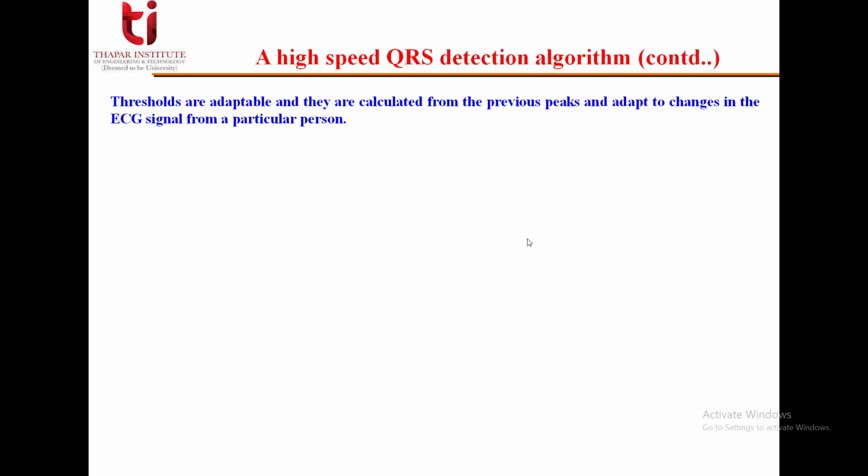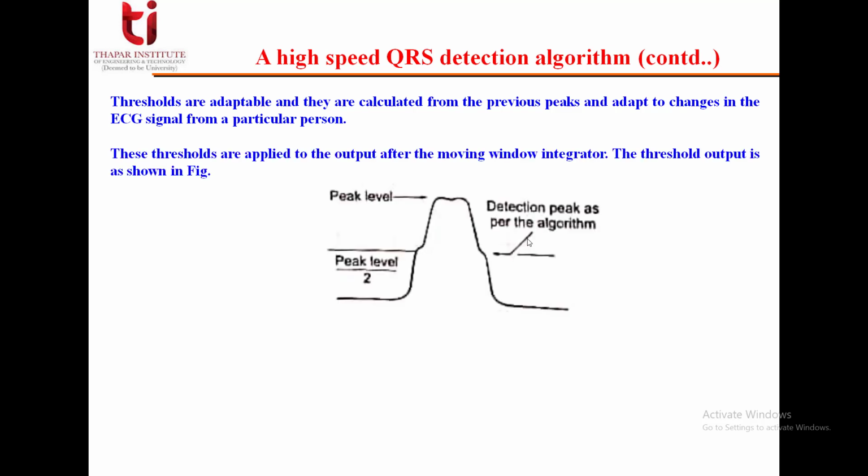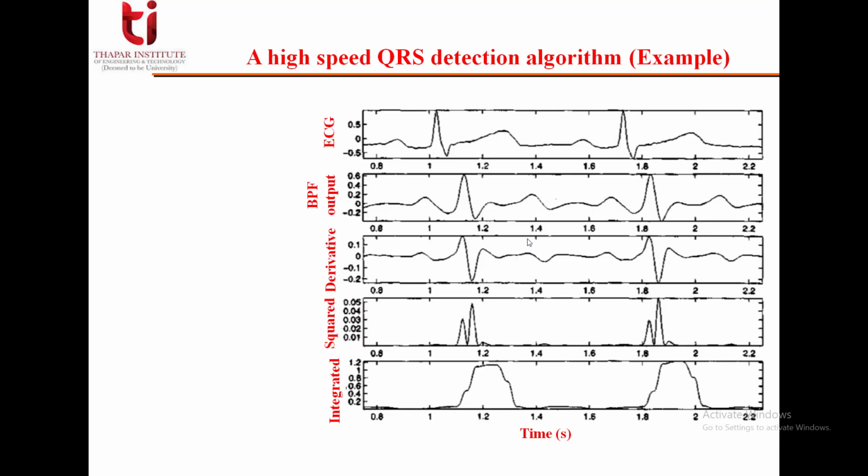Now the thresholds are adaptable, as we have seen. They are calculated from the previous peaks and they adapt to changes in the ECG signal from a particular person. These thresholds are applied to the output after the moving window integrator, and you can see the threshold output, whether and when it will be detected as a QRS complex or as a noise peak. We will see one more example.